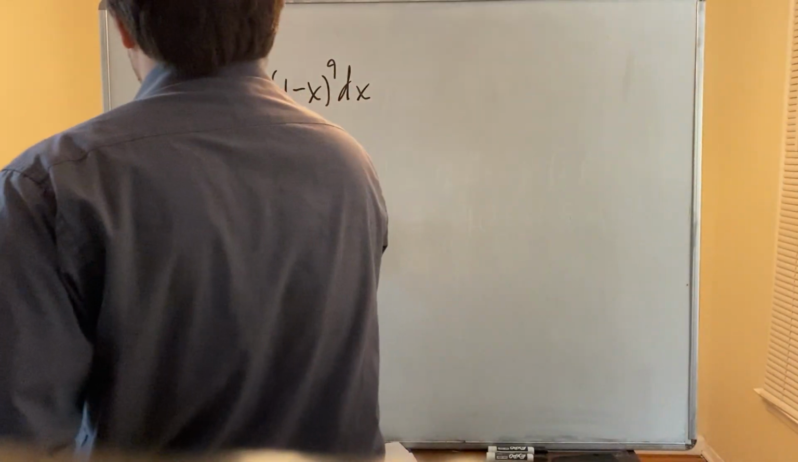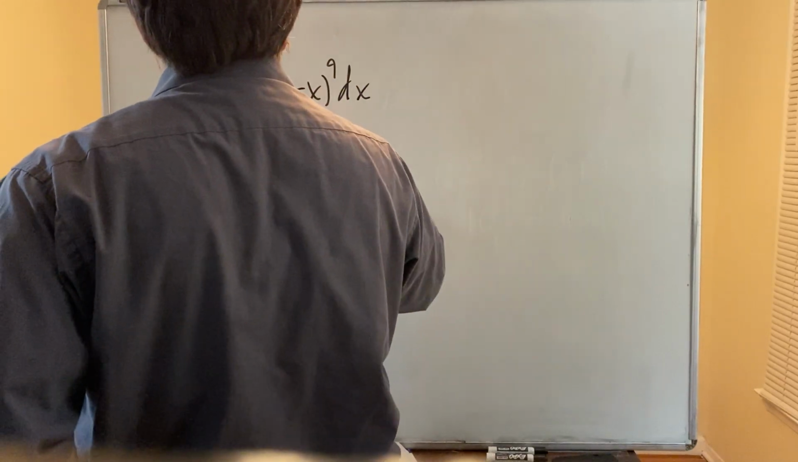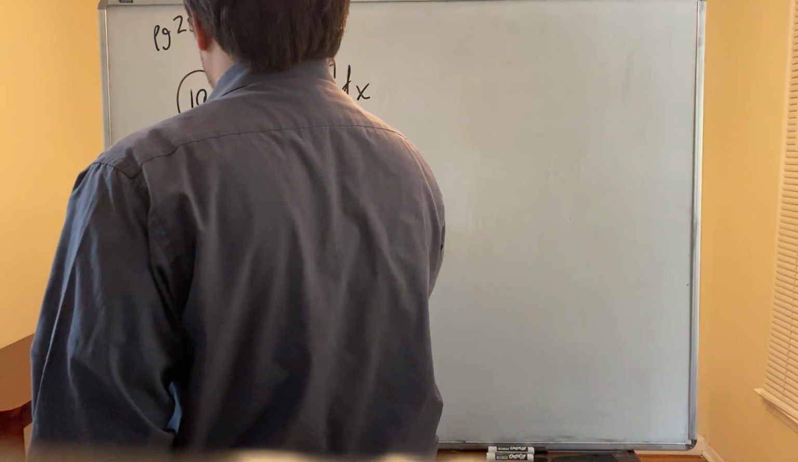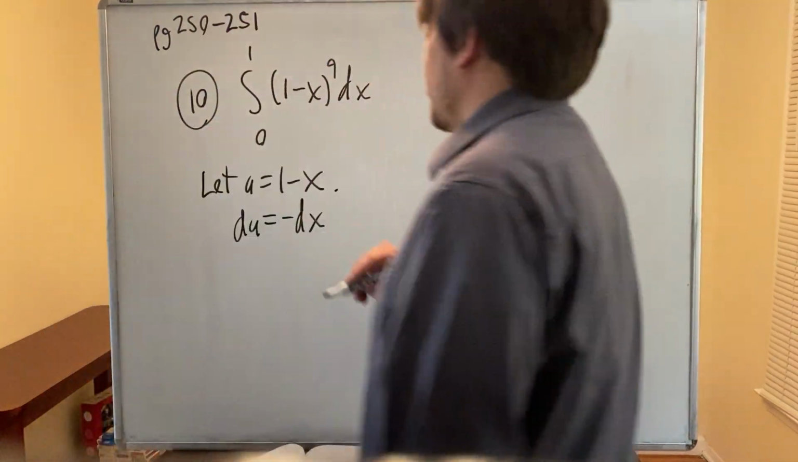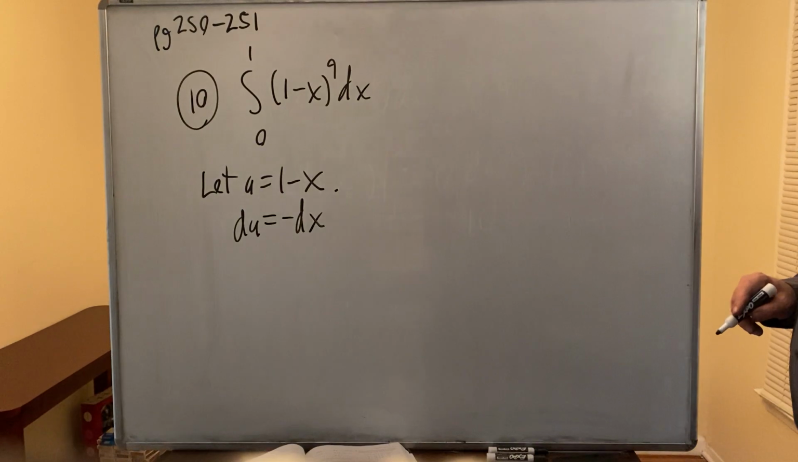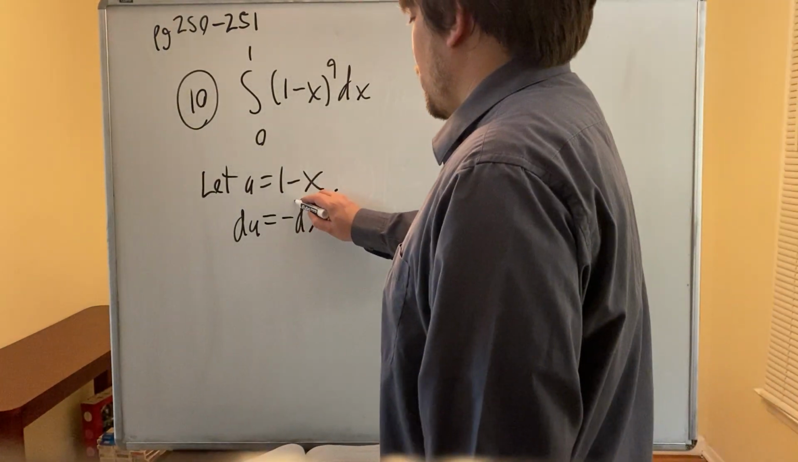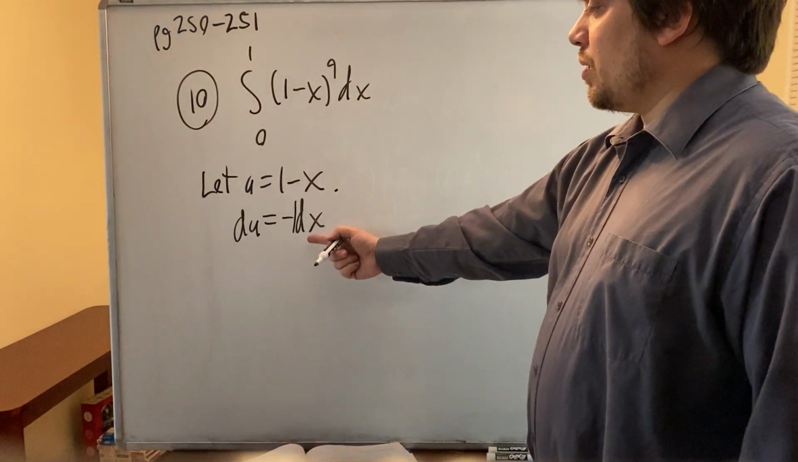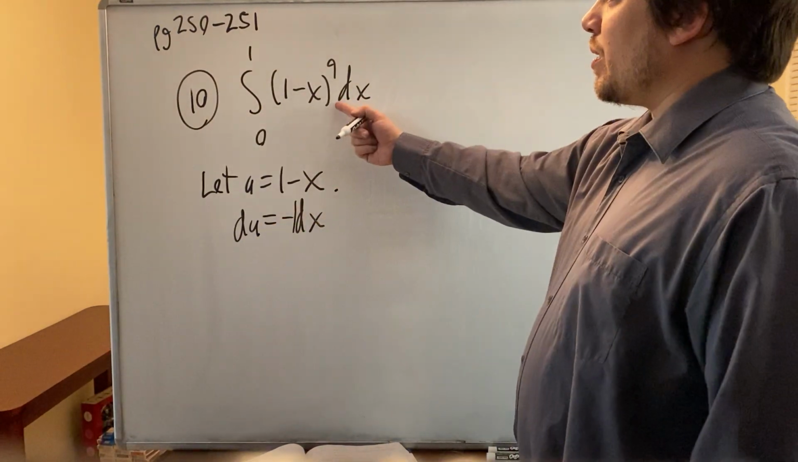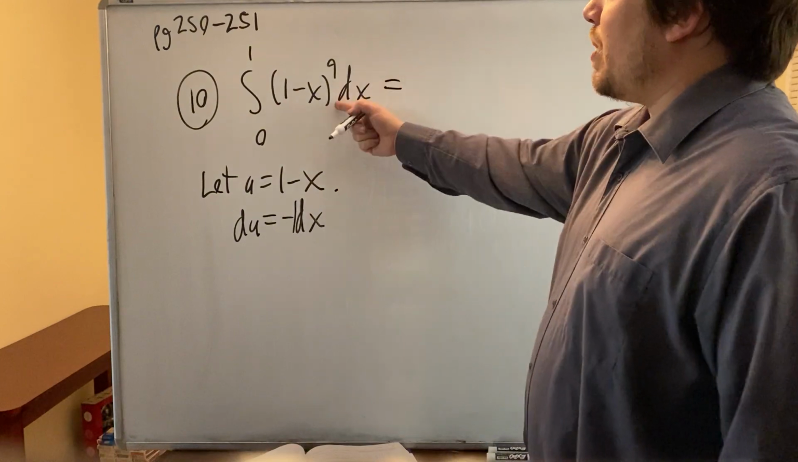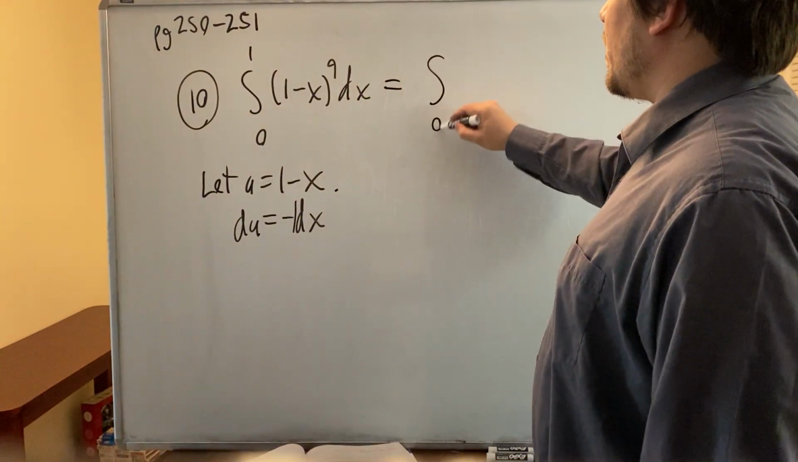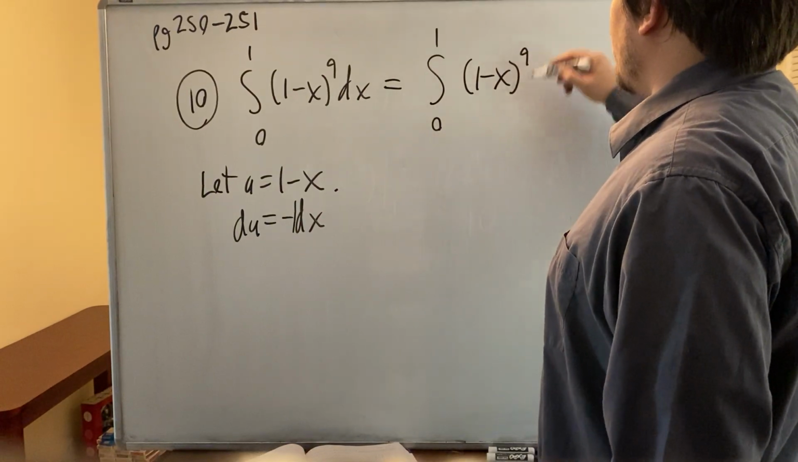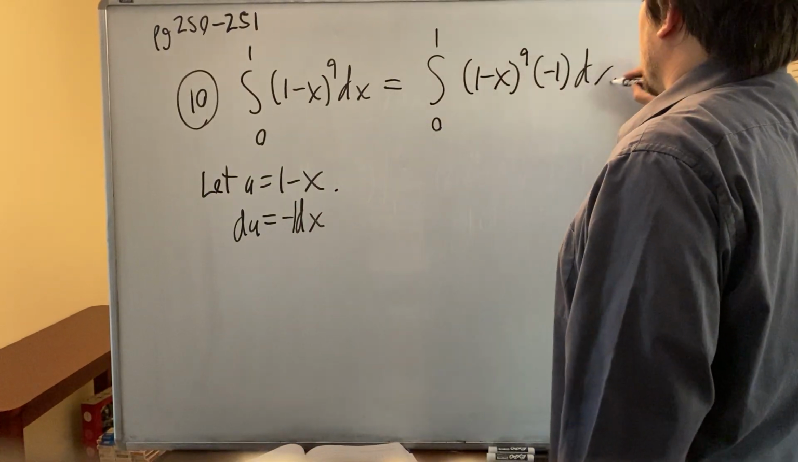Okay, so let u equal 1 minus x. du is equal to negative dx. Well, negative dx is also negative 1 dx, so I'm going to put negative 1 there. So here, in order to substitute for du, I need a negative 1 dx, but I'm missing a negative 1 here, so I'm going to remedy that by putting a negative 1 there. So now I put a negative 1 there, right?